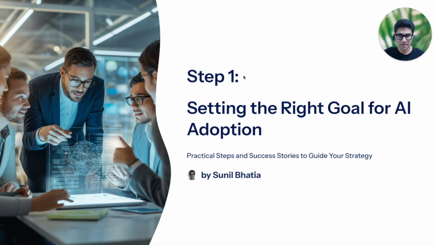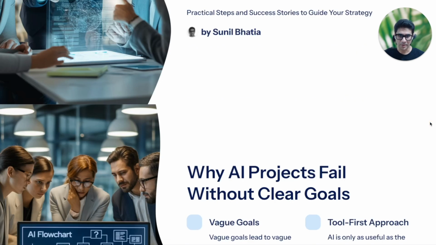So, like I mentioned in the last video, there are 8 steps. These are my 8 steps. I'm going to be talking about step one, which is about setting the right goal for your AI adoption to be successful, your AI experimentation to be successful, right? Now, with that, we move forward.